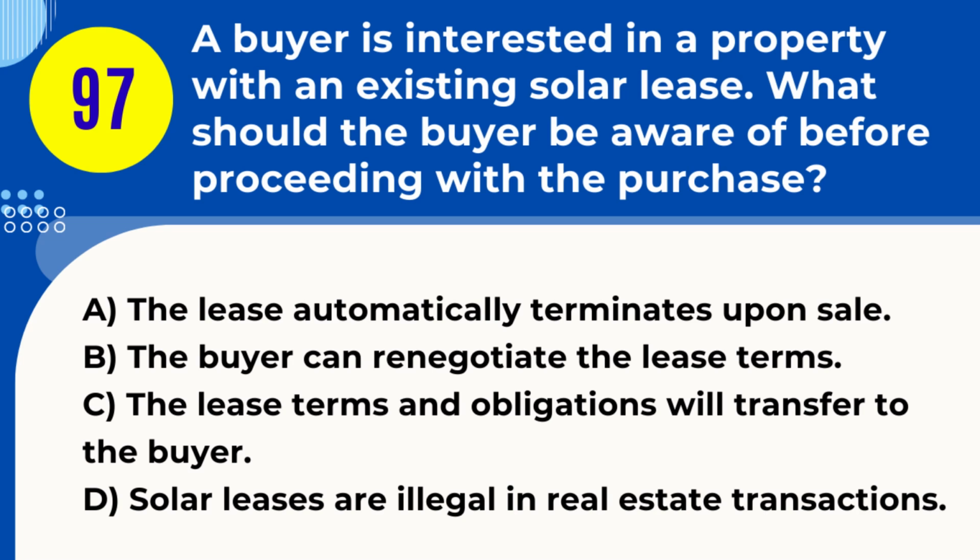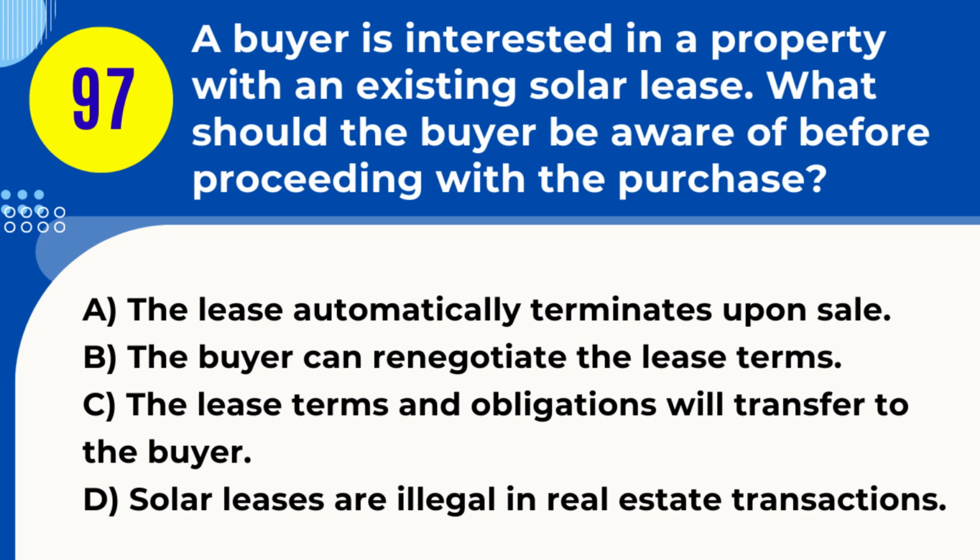Question 97. A buyer is interested in a property with an existing solar lease. What should the buyer be aware of before proceeding with the purchase? A. The lease automatically terminates upon sale. B. The buyer can renegotiate the lease terms. C. The lease terms and obligations will transfer to the buyer. D. Solar leases are illegal in real estate transactions.